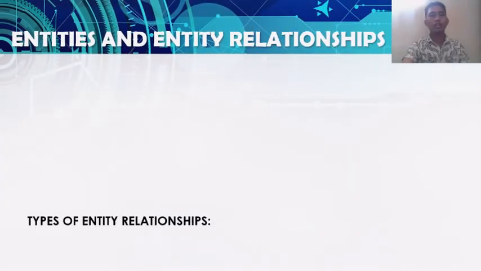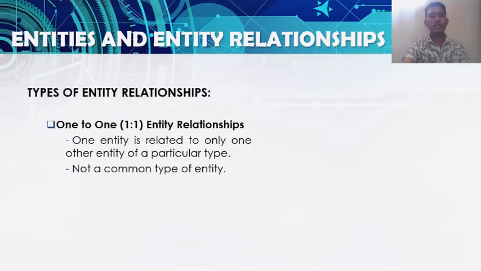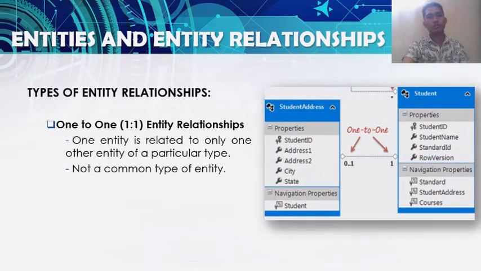There are three types of entity relationships. First is the one-to-one entity relationship. In this relationship, one entity is related to only one other entity of a particular type. It is not a common type of relationship. As we can observe in the sample picture, student and student address have a one-to-one, or zero-or-one, relationship, which means a student can have only one or zero addresses.